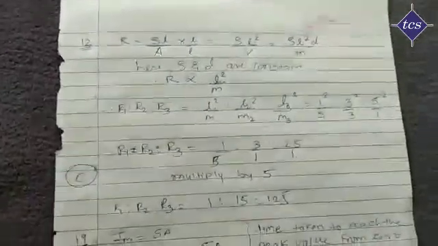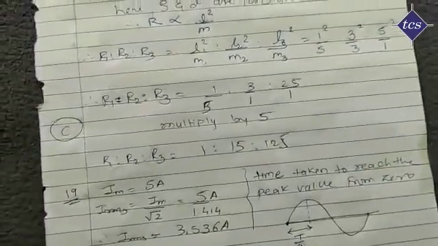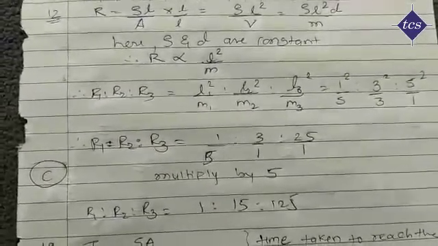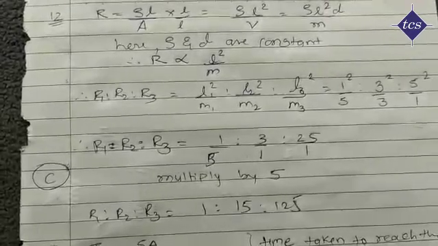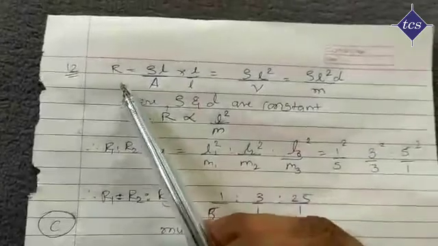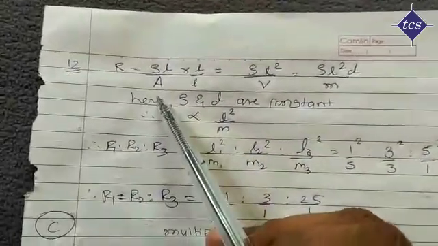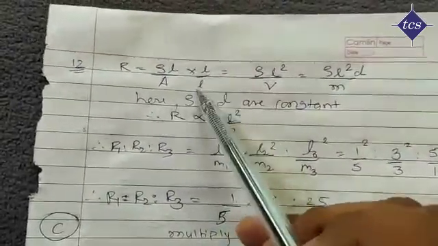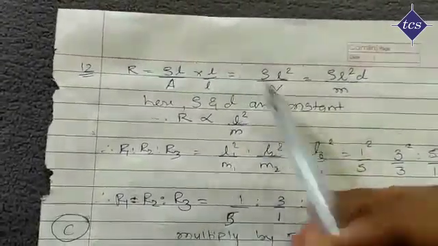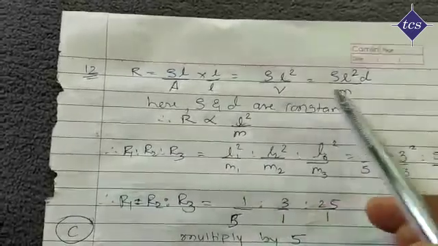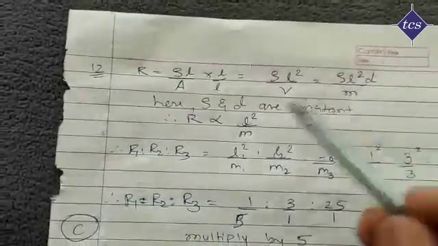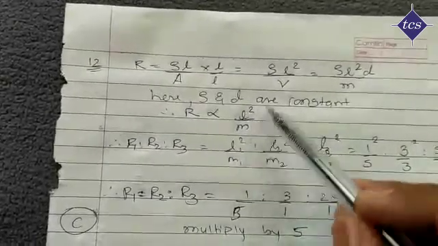Now next, 12. The masses of 3 bars of copper are in the ratio 5:3:1 and their lengths are in the ratio 1:3:5. The ratio of their electric resistance is this. Now R equals rho L by A. We'll multiply this equation by L over L because length is given in the data. So R equals rho L square by V, since area into length is volume. Volume can be written as mass upon density. Now for a copper wire, resistivity and density will be constant. So R is directly proportional to L square.